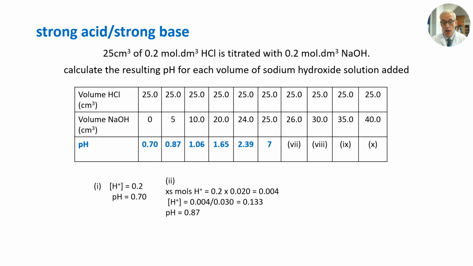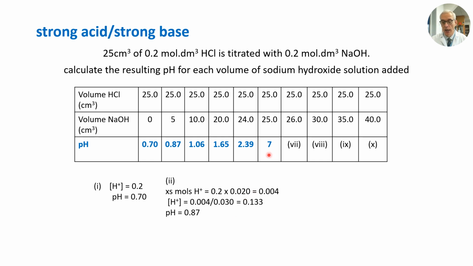So here are the calculated pHs. As we said, 0.7 initially, 0.87, 1.06, 1.65, 2.39. If you did not achieve those pH figures, please go back and carry out the calculation again. The model is printed below.